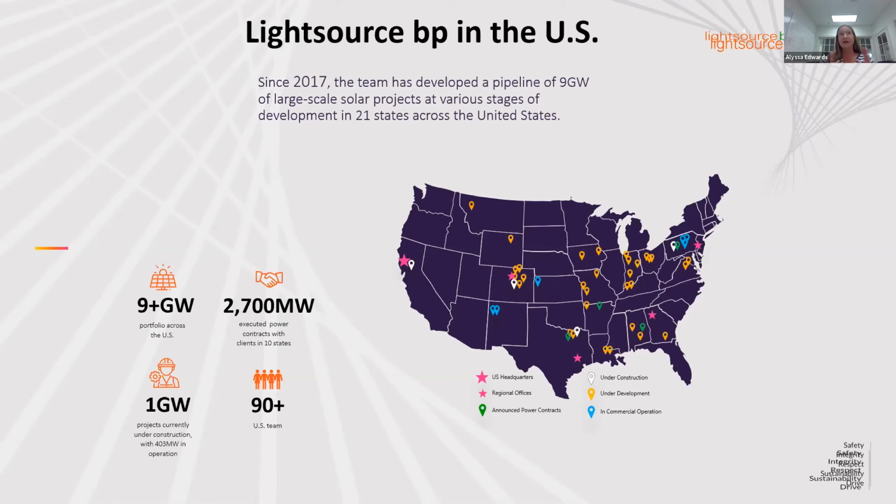And by the way, those clients are not just the traditional utilities. They are tech companies, big players in the commercial space, even government entities. So our clients, as opposed to maybe 10-15 years ago, the client base looks totally different now. At Lightsource, we have about 1 gigawatt currently under construction, and in the US, we have about 90 people in our company.